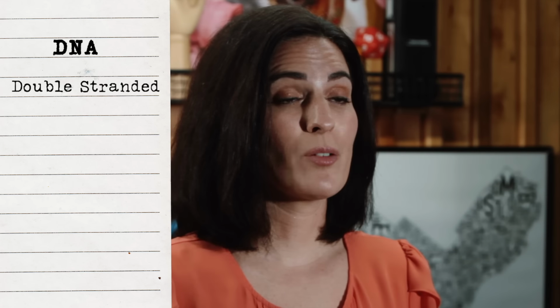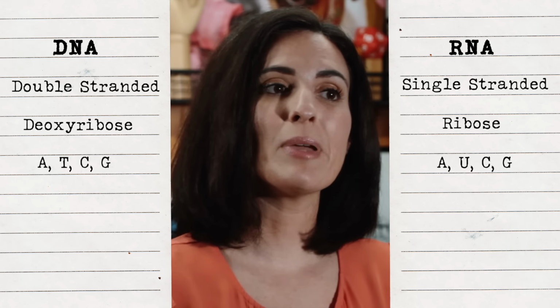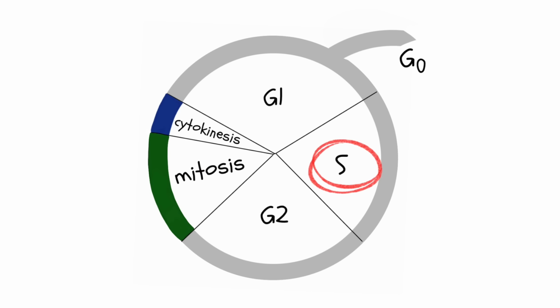DNA is double-stranded with a deoxyribose sugar and bases A, T, C, and G, while RNA is single-stranded, has a ribose sugar and base uracil instead of thymine. Recall that A pairs with T or U with 2 hydrogen bonds, and C and G bond with 3. The S phase of interphase stands for synthesis.